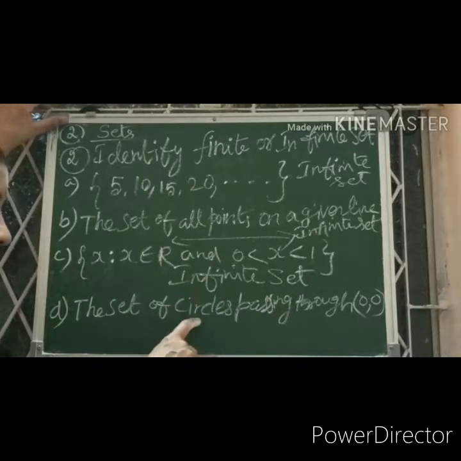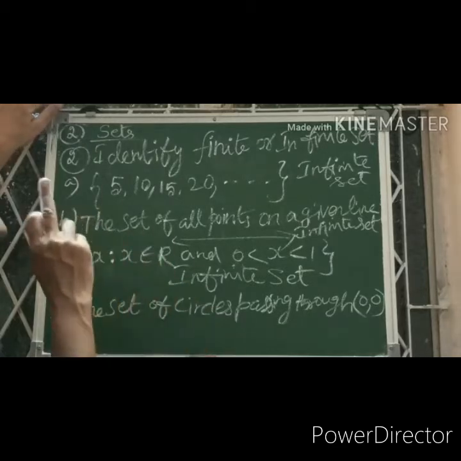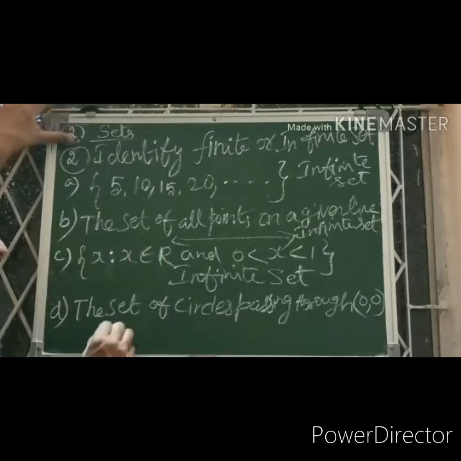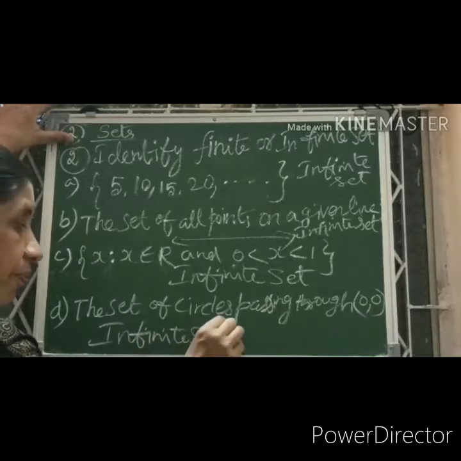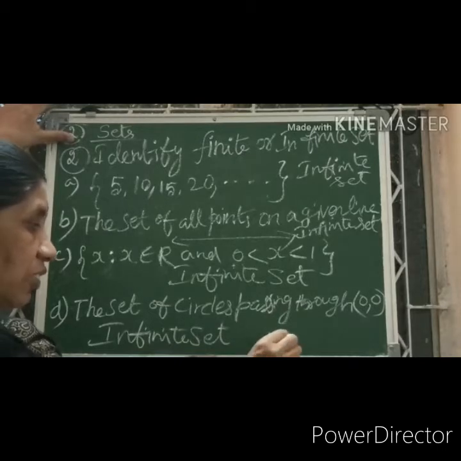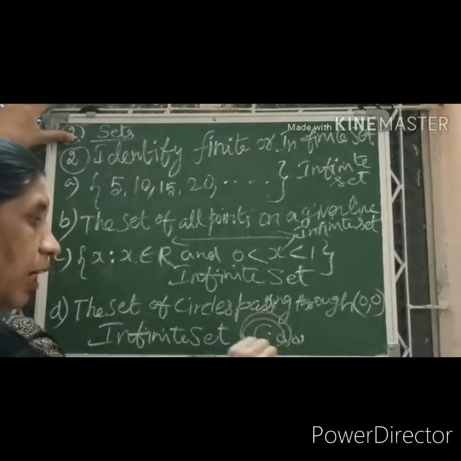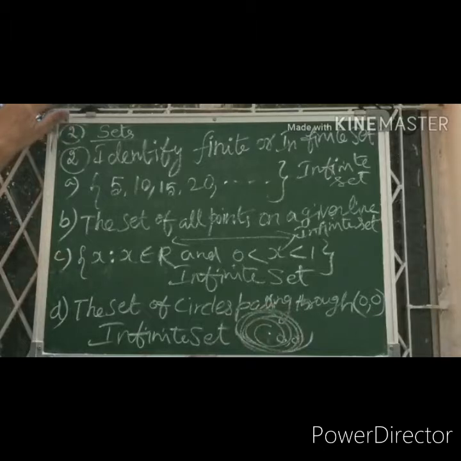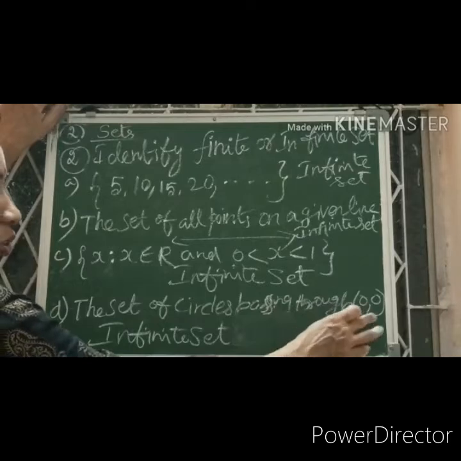The set of all circles passing through the origin. Okay, with radius 1, 2, 3, 4, 5, etc. You can draw infinite number of circles. So it is once again an infinite set. Because if this is the origin, say 0, 0, you can draw so many circles. So it's the set of all circles passing through the origin.